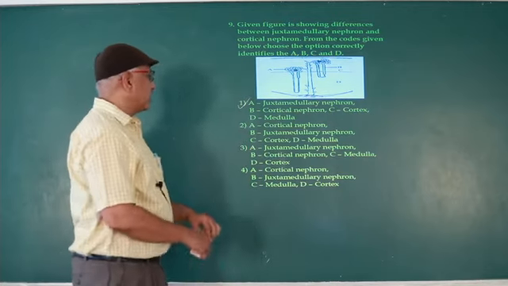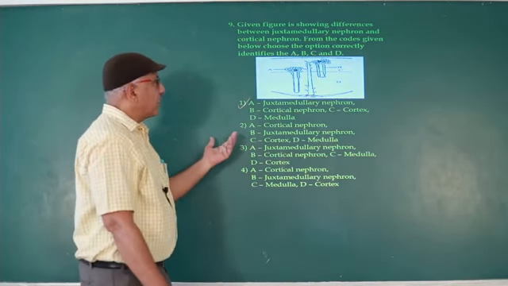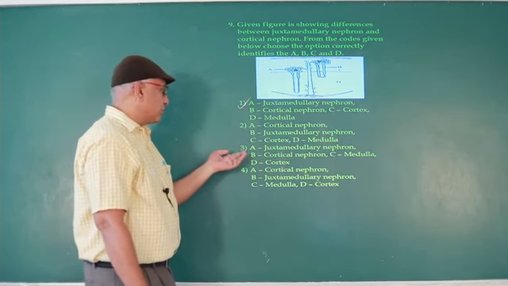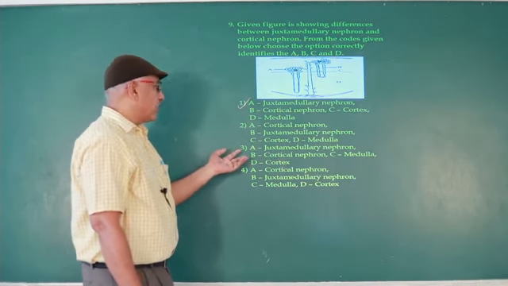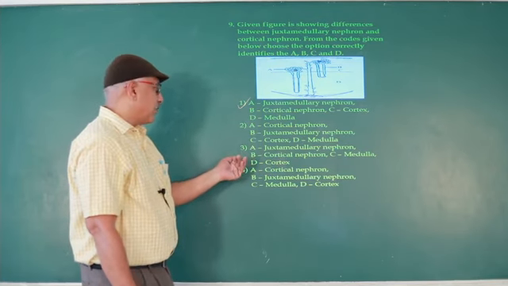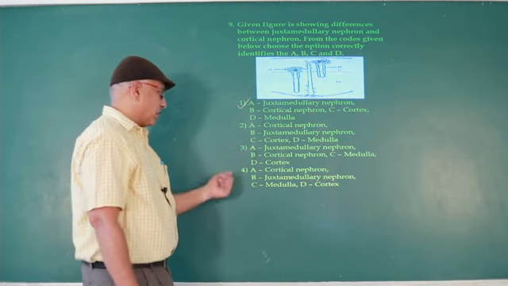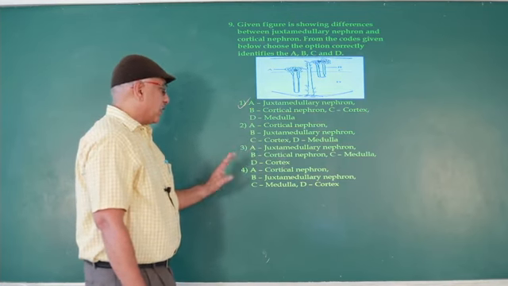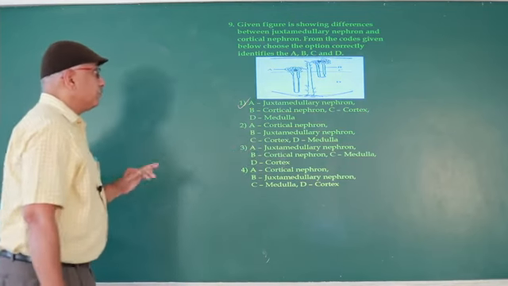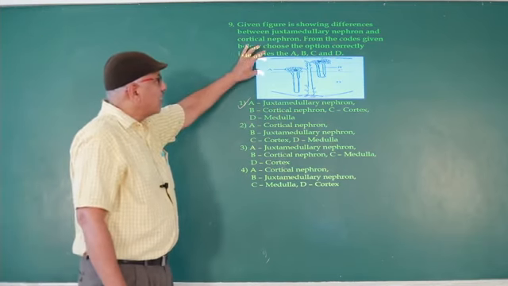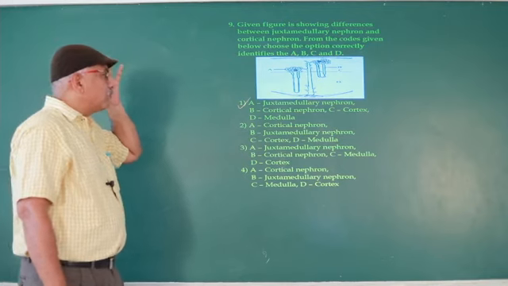First option correct. Second, A, cortical nephron given, wrong. B, juxtamedullary nephron, wrong. A, juxtamedullary nephron, correct. B, cortical nephron, correct. C, medulla given, but C is the cortex. That's why wrong. So it is the cortex and it is the medulla.